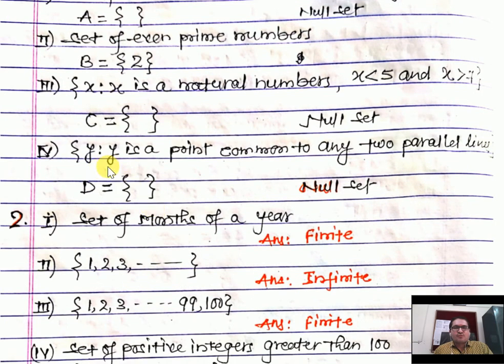Next one, y such that y is a point common to any two parallel lines. If two lines are parallel, there is no point which is common, right? If the lines are intersecting each other, then you will get the common point. If the lines are parallel, then there is no common point. So this is also a null set. You are not getting any element.